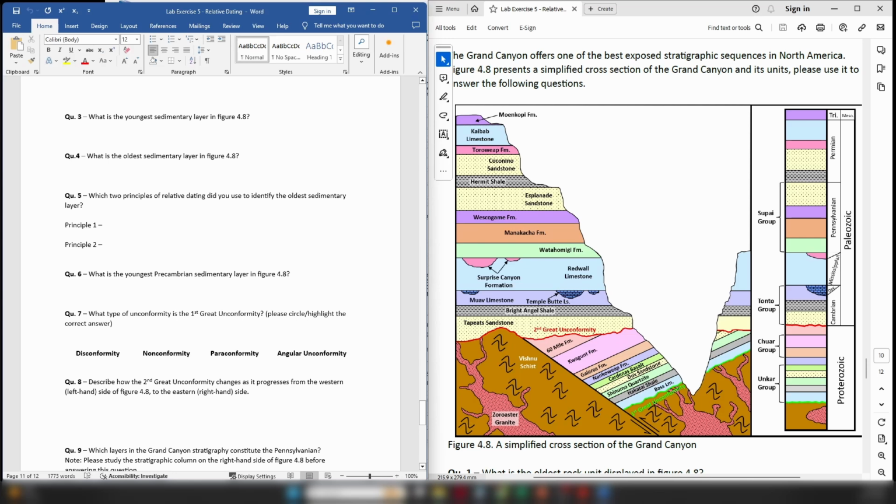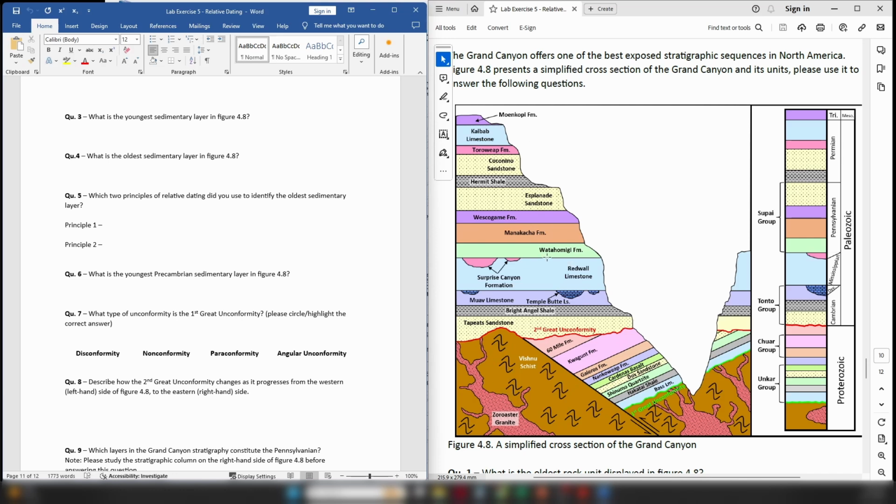Question 3 is going to ask you, what is the youngest sedimentary layer in figure 4.8? Now, as discussed, on the diagram, we clearly have the basement rocks, which consist of a metamorphic rock, a schist, and an igneous rock, a granite. And there is also a single basalt layer as well. So those are the only non-sedimentary rocks in this sequence.